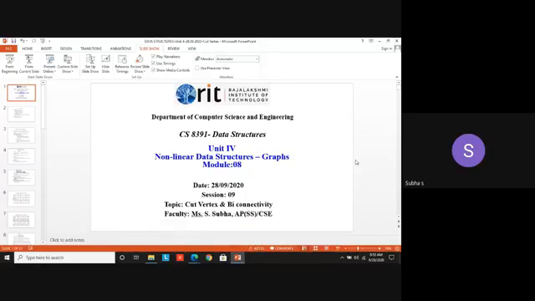So cut vertex and biconnectivity are both interrelated. Cut vertex, by the name itself, implies this: if I cut any one vertex in a graph and the graph becomes disconnected, then that is called a cut vertex. Again I repeat, in a graph you have some set of vertices. If I remove any one vertex and the graph becomes disconnected, then that is called a cut vertex. This cut vertex is otherwise called an articulation point.